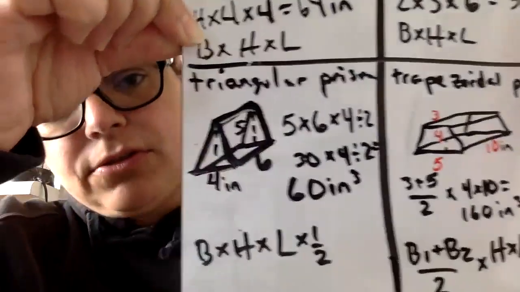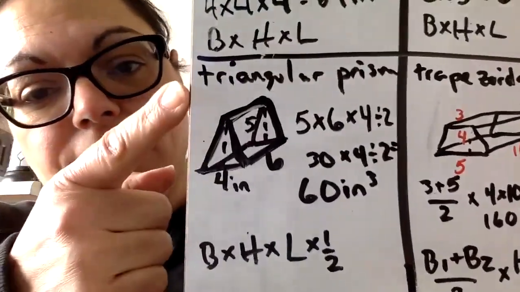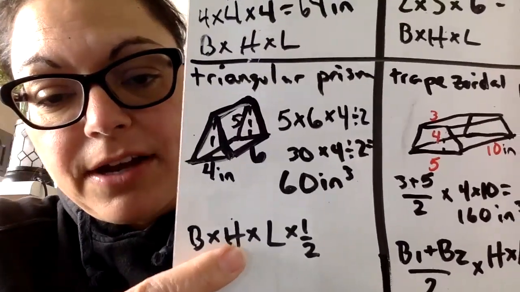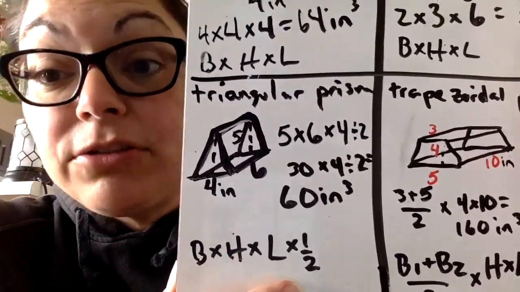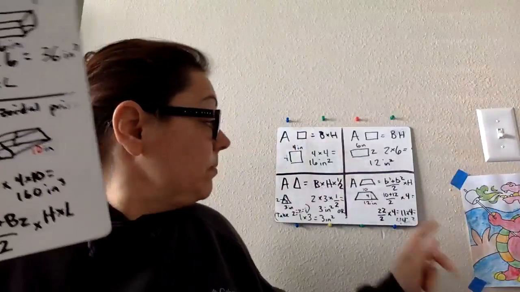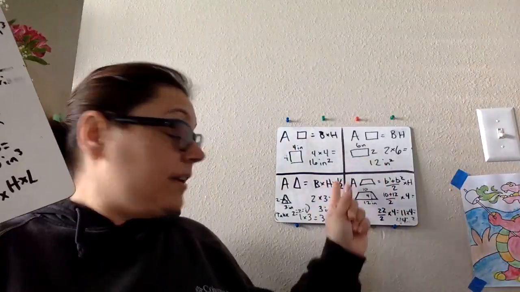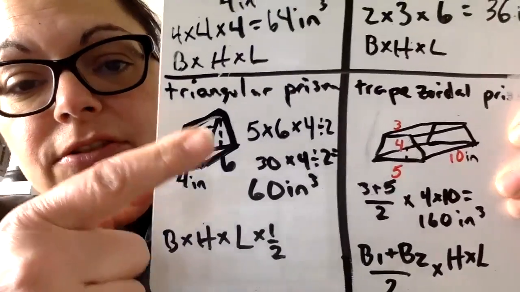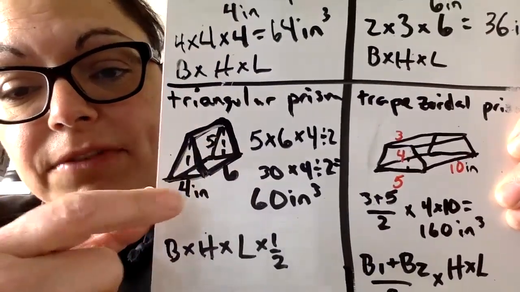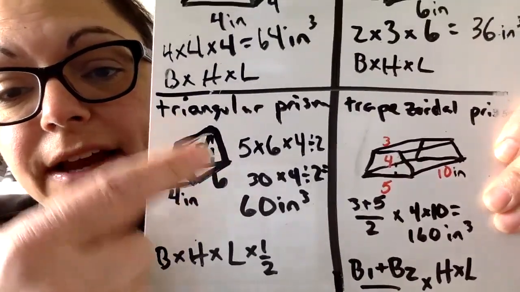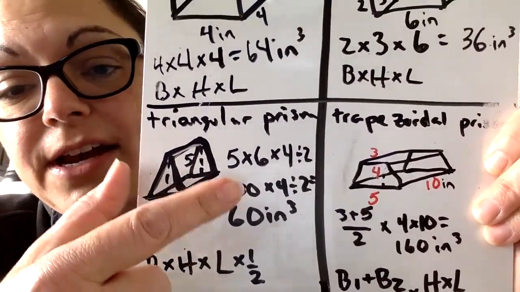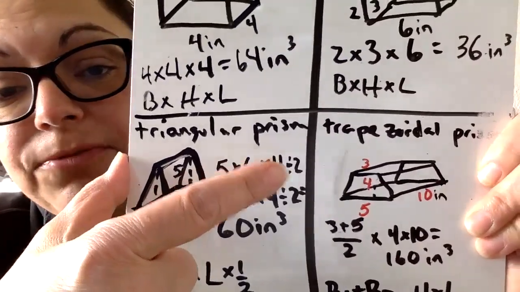Then let's go to the triangular prism. So same thing. Base times height times length, and then divided by 2, just like the area of our triangle. And divided by 2. Okay. So just like on the other prisms. So in this triangular prism, I have the base is 4, the height is 5, and then my length is 6. So 5 times 6 times 4 divided by 2.